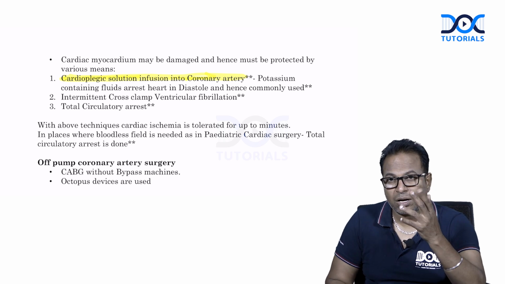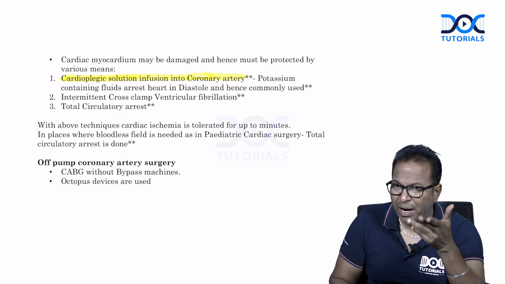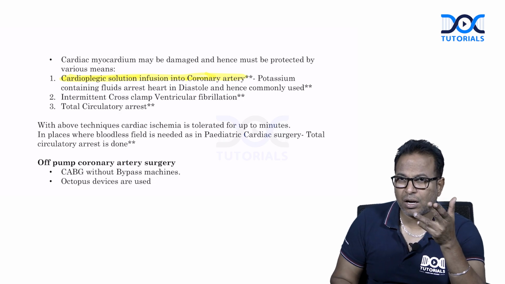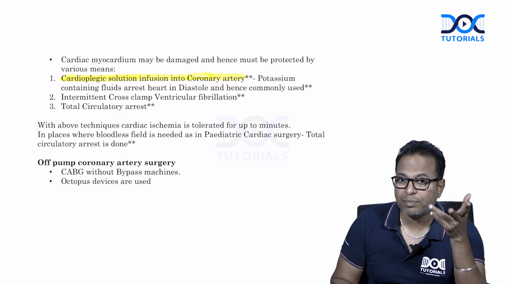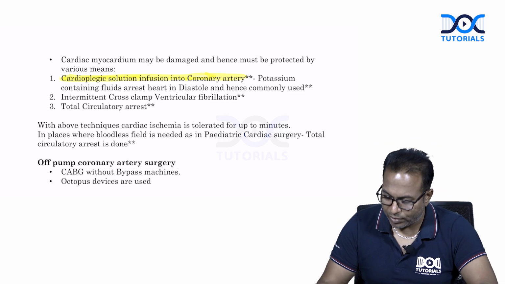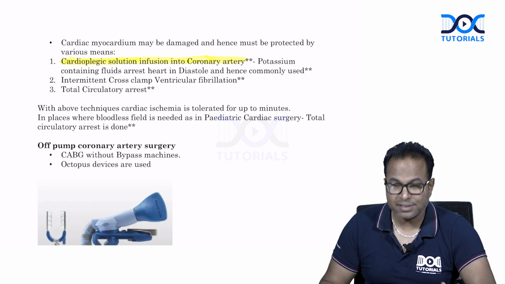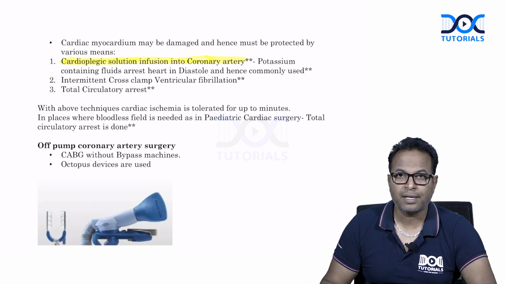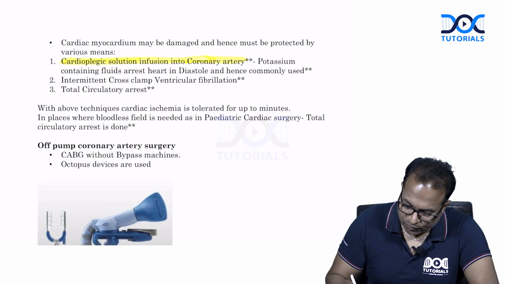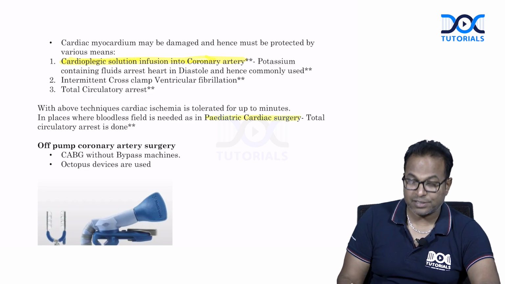Or intermittent cross clamping: on and off, we have to open the aorta and allow the blood to flow inside. But intermittent cross clamping can cause ventricular fibrillation, though it will allow blood to flow into the coronary artery. Or we have to go for total circulatory arrest. With the above techniques, cardiac ischemia is tolerated for up to 10 minutes. In places where a bloodless field is needed, as in pediatric cardiac surgery, total cardiac arrest is usually done.